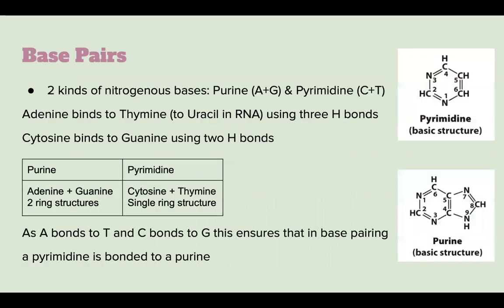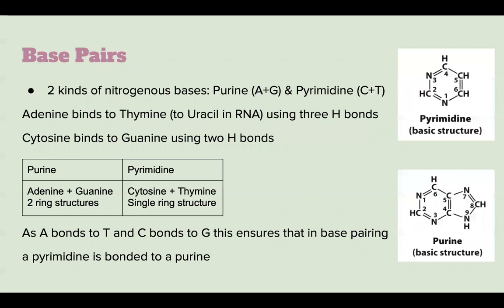In DNA, you have two kinds of nitrogenous bases, purines and pyrimidines. Purines are two-ring structures as shown on the bottom right, and pyrimidines are single-ring structures as shown on the top right. There are two kinds of purines, adenine and guanine, and two kinds of pyrimidines, cytosine and thymine.